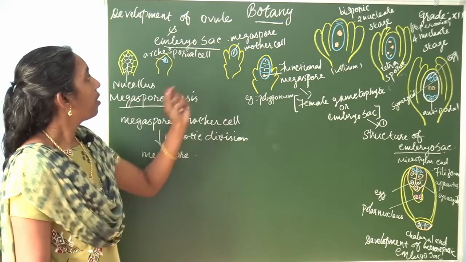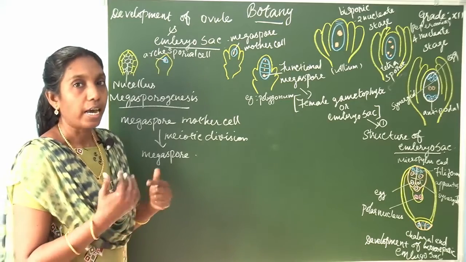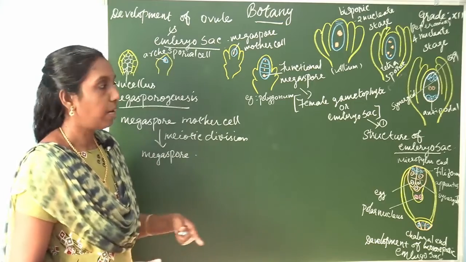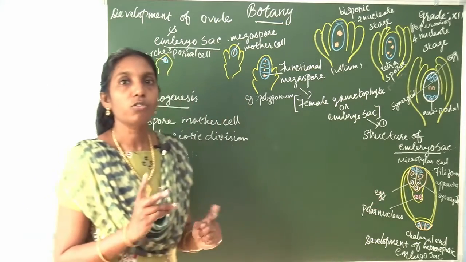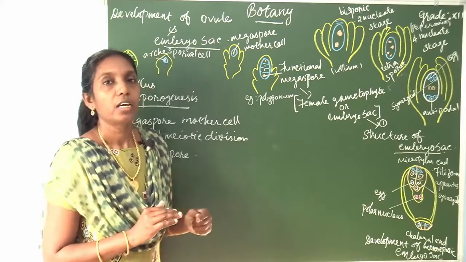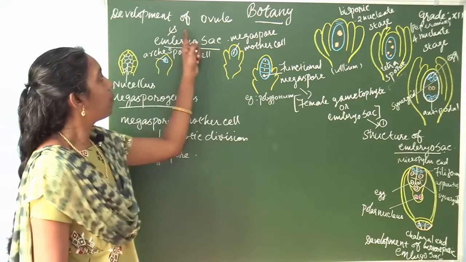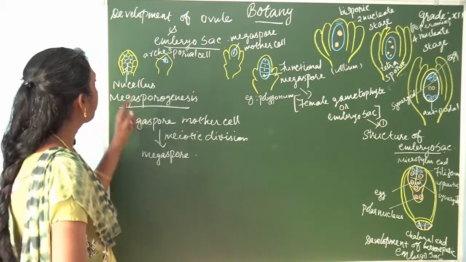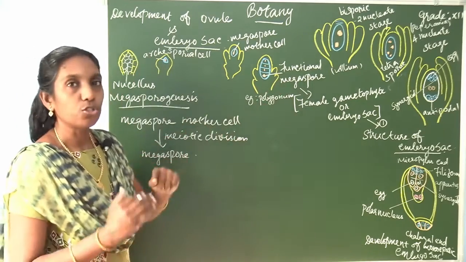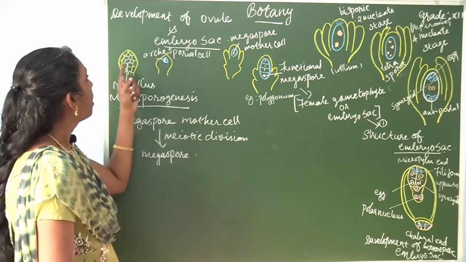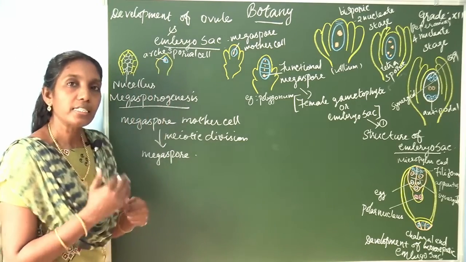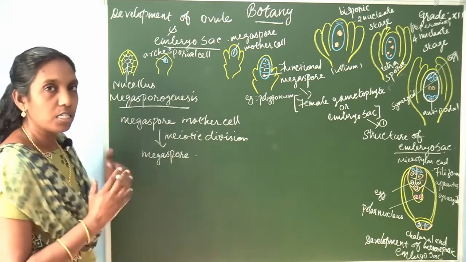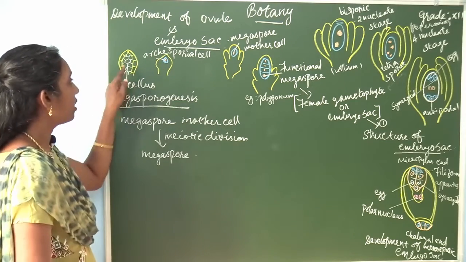The development of ovule and the embryo sac. Here the questions are the development of ovule and the development of embryo sac. These two questions you are going to study in detail today. The first question is development of ovule. Here are the diagrams which show the development of ovule. As the ovule develops, there is a mass of new cells in the center.